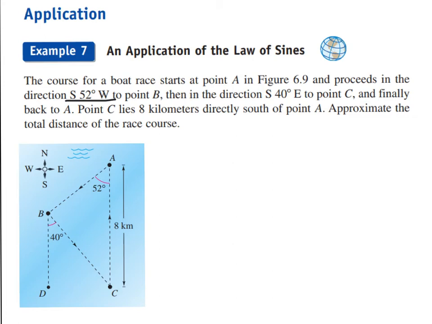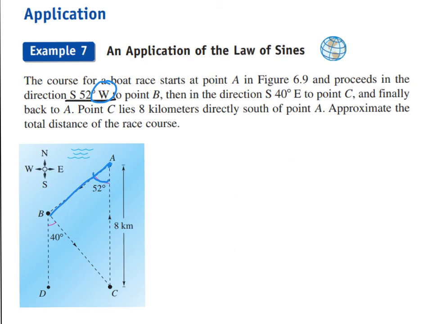I'm starting at point A, and the first direction that it gives you is the direction that you are facing. So when this boat is at point A, it's facing south. And then the way you rotate is that direction. So they were facing south, but then they rotated 52 degrees, and that is the direction that they were heading. 52 degrees west of south. You can just read it as south, 52 degrees west.